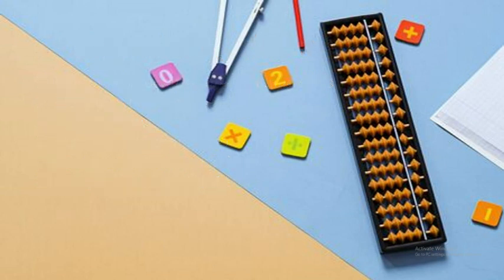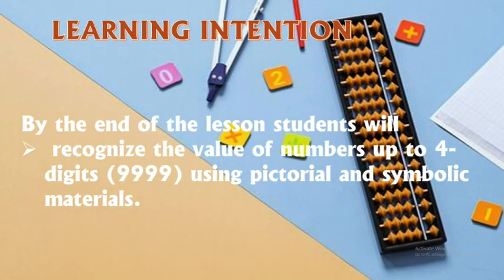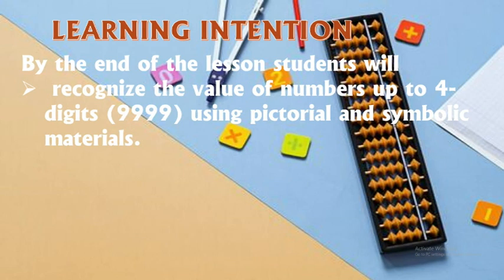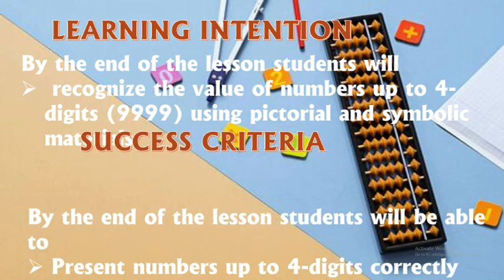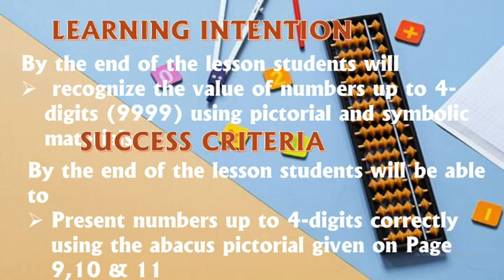Before going to the examples of today's lesson, let's recall today's learning intention and success criteria. Learning intention: by the end of the lesson, students will recognize the value of numbers up to 4 digits using pictorial and symbolic materials. Success criteria: by the end of the lesson, students will be able to present numbers up to 4 digits correctly using the abacus pictorial given on pages 9, 10, and 11.